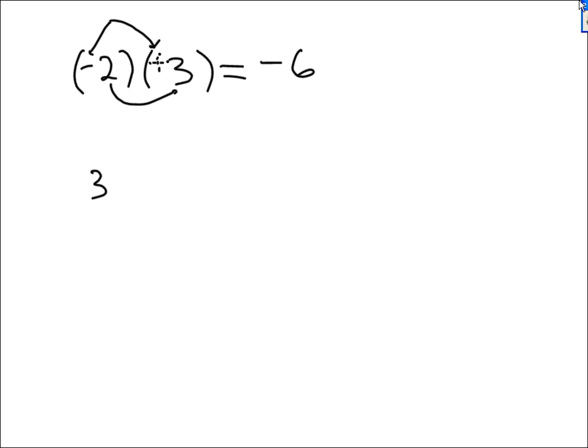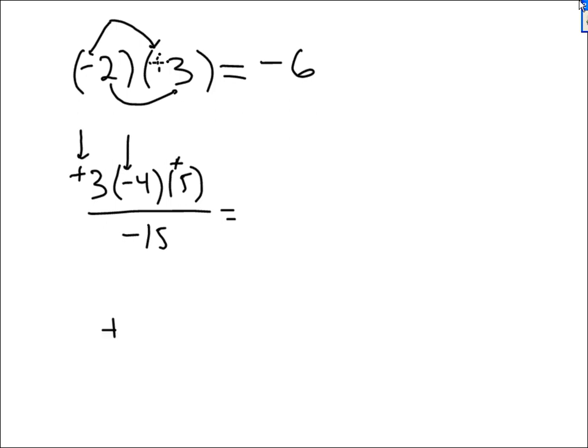Now, what if you had a problem like this? Well, first we can do the signs. The 3 and the 5 understood to be positive. A positive times a negative. What is a positive times a negative times a positive divided by a negative?